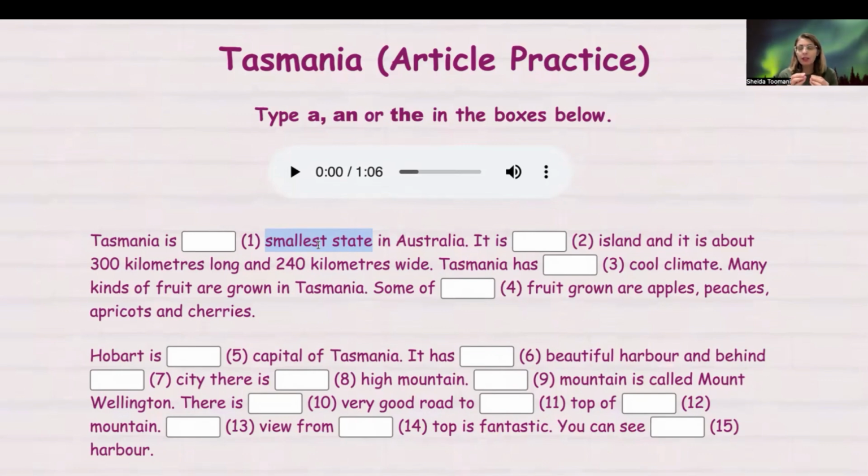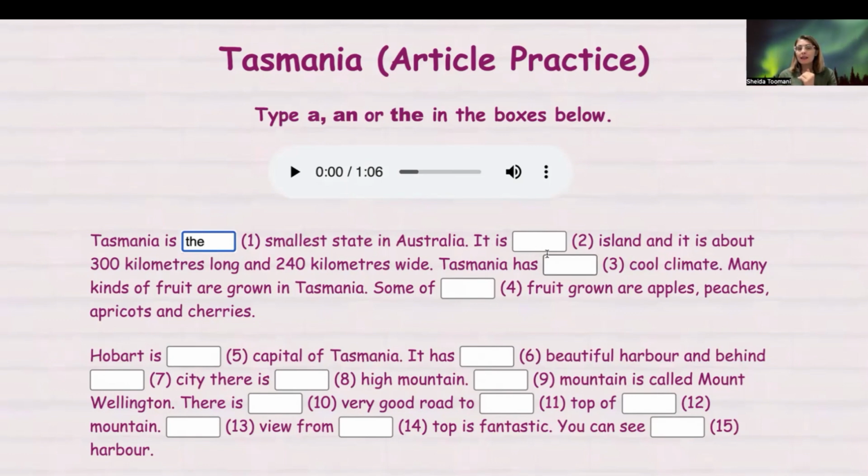Whenever we have a superlative adjective, it can be the best, it can be the worst. It can be positive quality or negative quality, it doesn't matter. Whenever we have a superlative adjective, the noun after that adjective becomes familiar, becomes known. So in that case, always before a superlative adjective, we need the. Okay, so Tasmania is the smallest state in Australia.